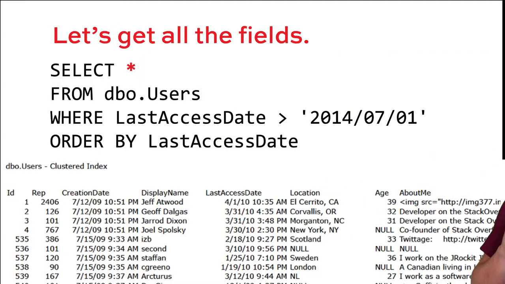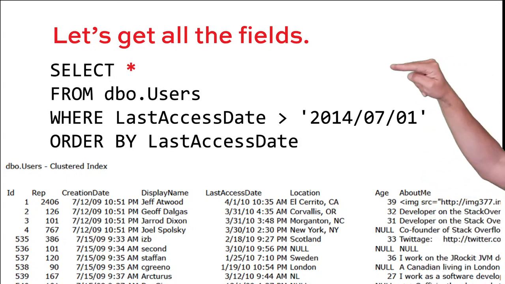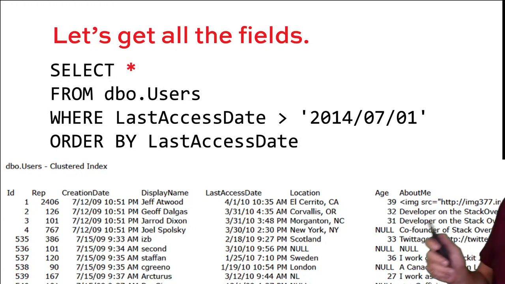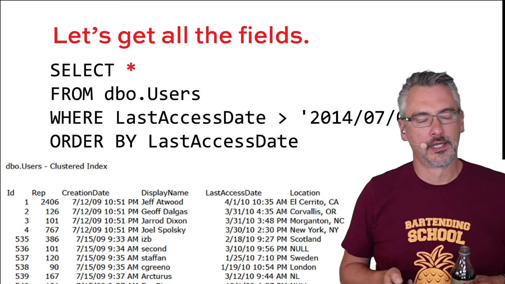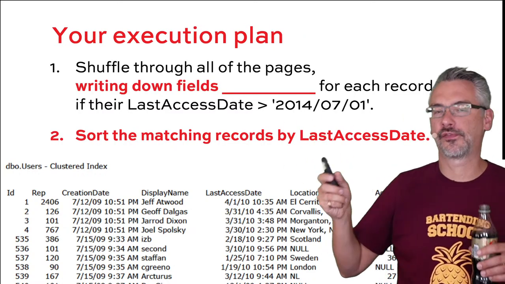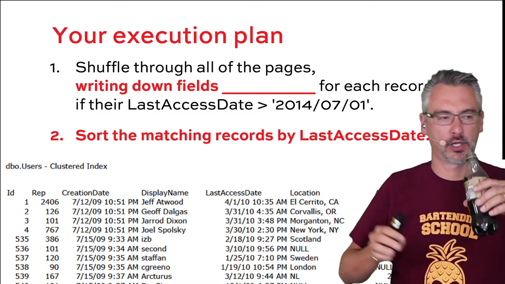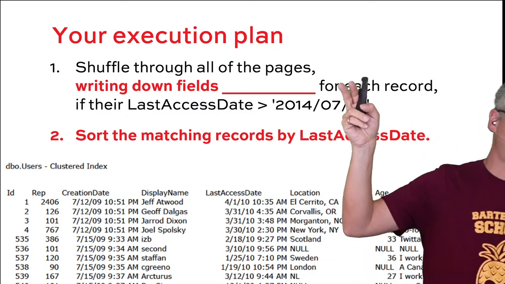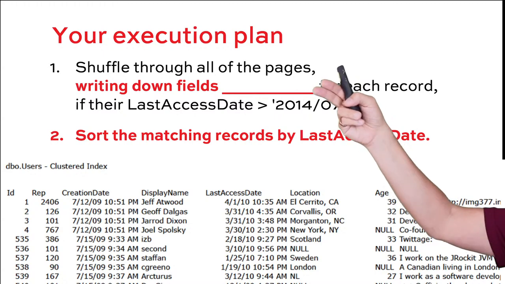All right, so let's add one more thing to the query. Instead of just getting the ID, let's select star. That doesn't change the shape of the query, or shape of the query plan. But it does change this. Oh man, does it change this.